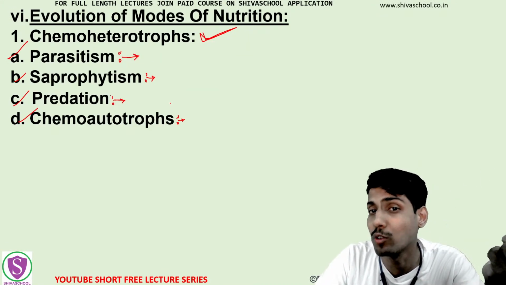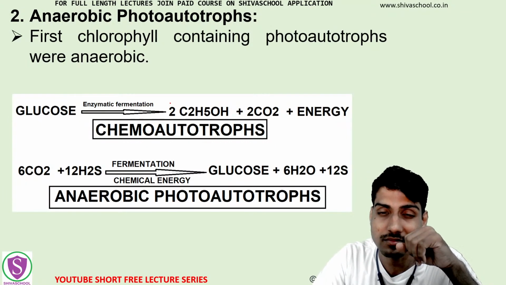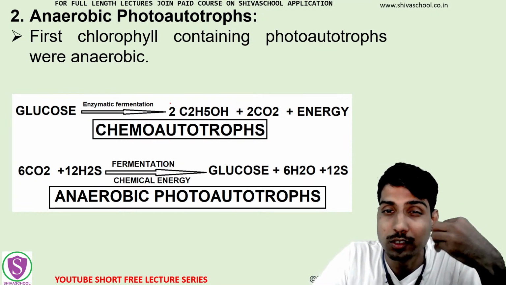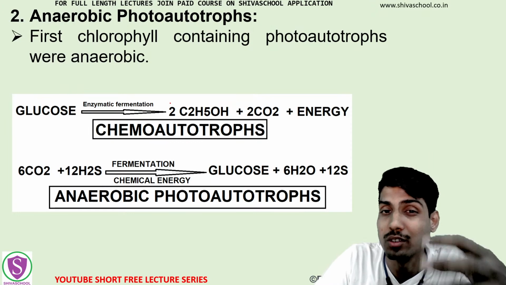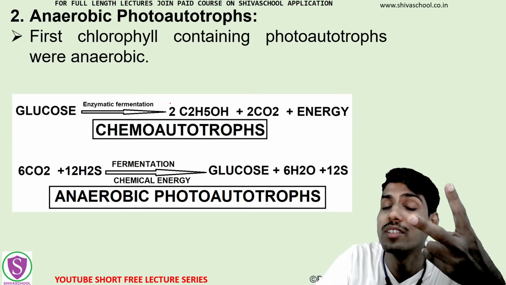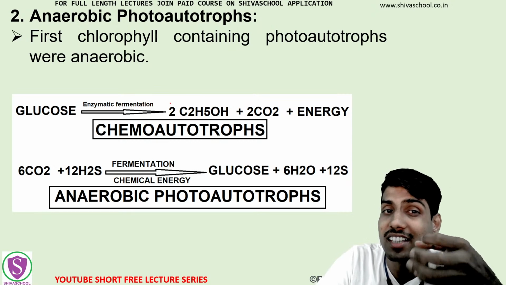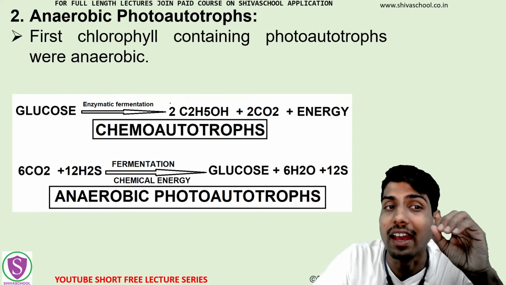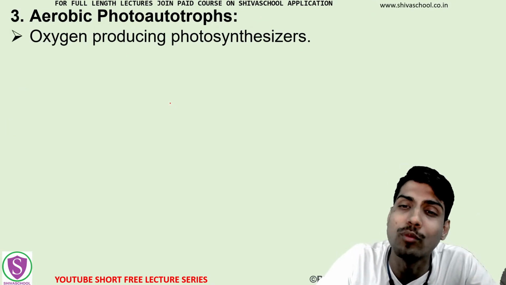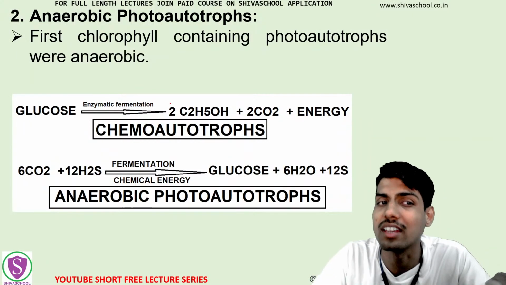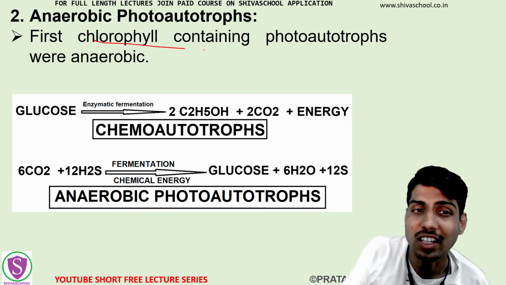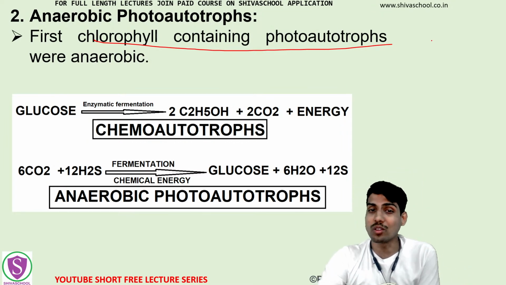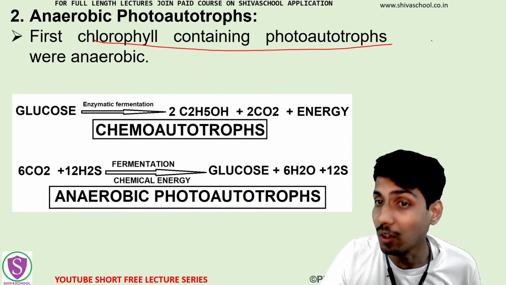Okay, that was the chemoautotroph. Second is photoautotrophs. They can make their own food with the help of sunlight, or radiation, or some other energy. But here there are two types: anaerobic photoautotrophs and aerobic photoautotrophs. Anaerobic ones are the first chlorophyll-containing photoautotrophs. They cannot utilize oxygen, or they are not utilizing or releasing oxygen. So these are anaerobic.